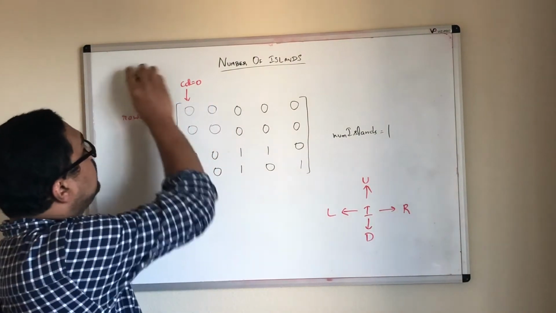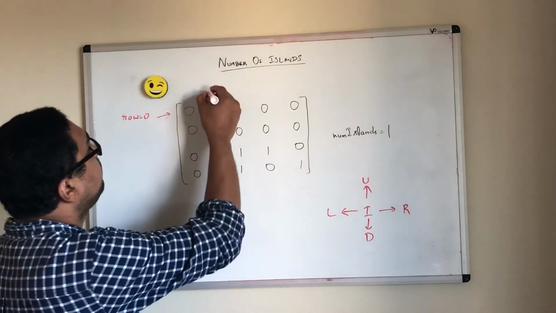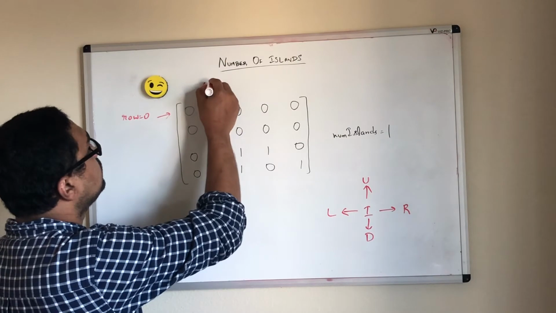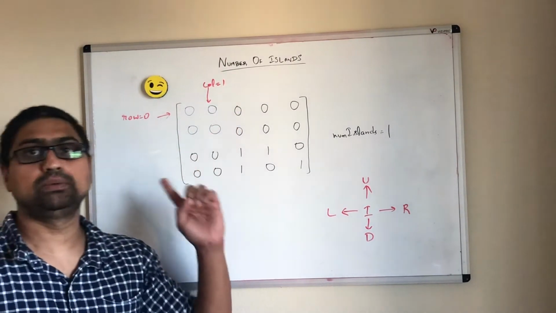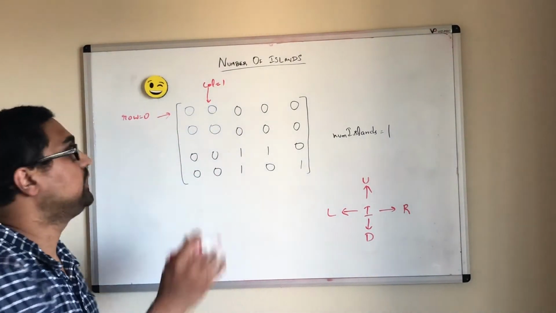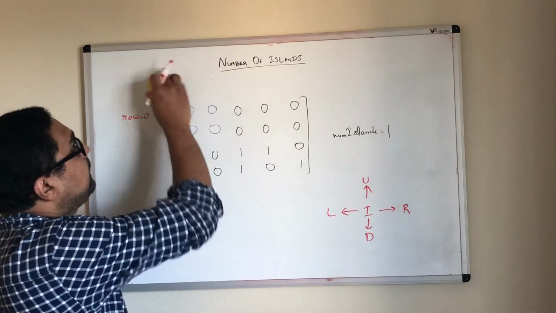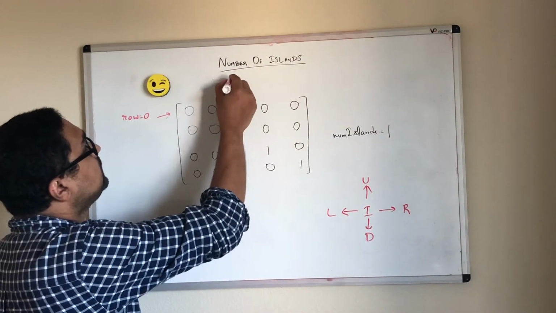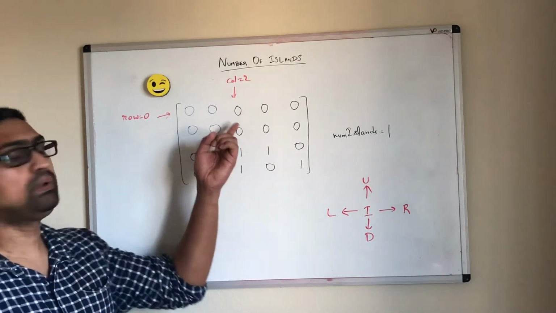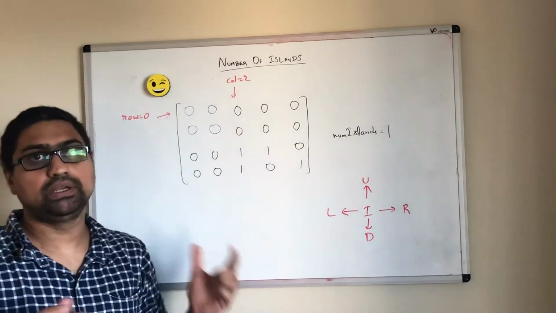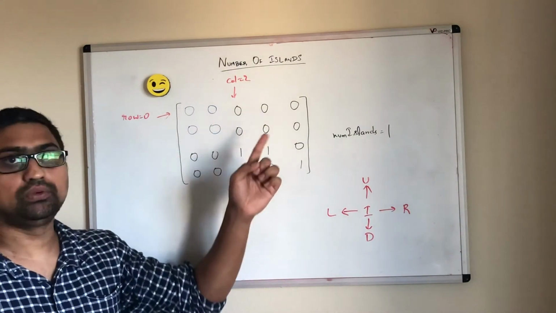So we'll go to column 1. So this is row 0 and column 1. This value is equal to 0. This is water, so we don't need to do anything. So we'll iterate to the next element. Column is equal to 2. Now this value is 0. So again we don't need to do anything. We can continue to move to the next element.